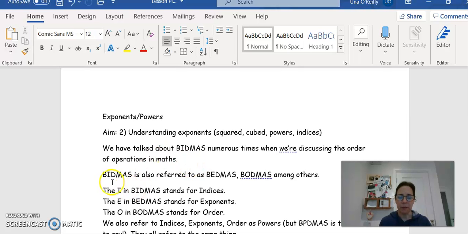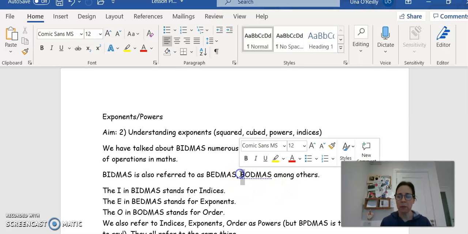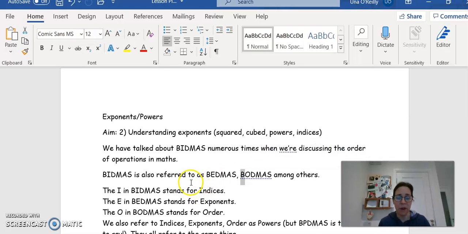So BIDMAS is also referred to as BEDMAS, BODMAS, among others. Okay, and we've discussed that the Americans call brackets, that's what the B is for in BIDMAS, BEDMAS, BODMAS, whatever you want. That B stands for brackets. Americans use the word parenthesis, so sometimes you'll see this with a P instead of a B. Okay, just depends on where you're from and where you've had your education.